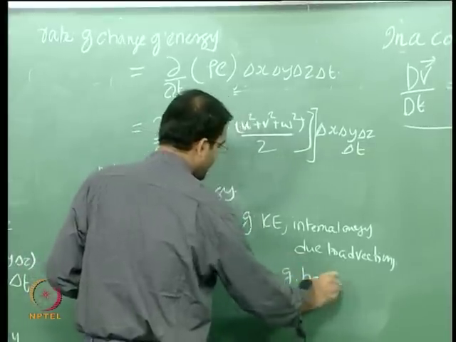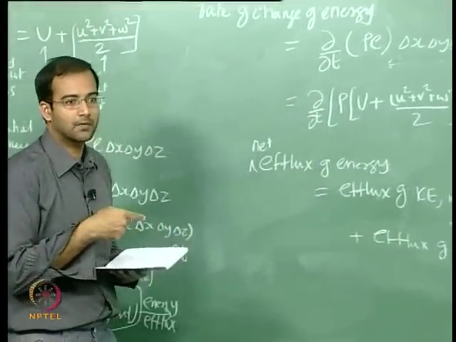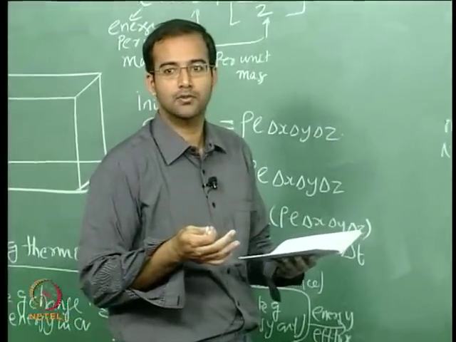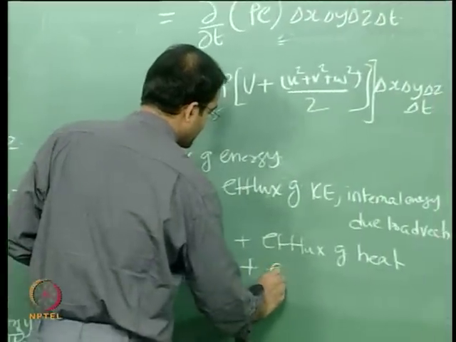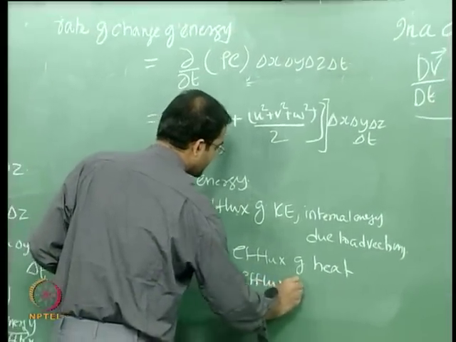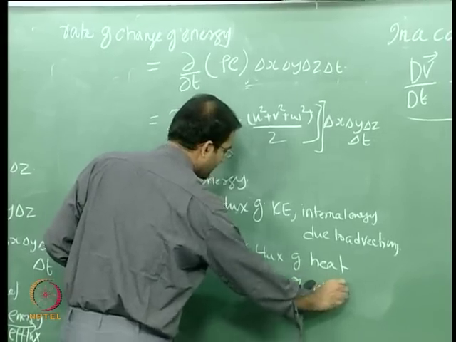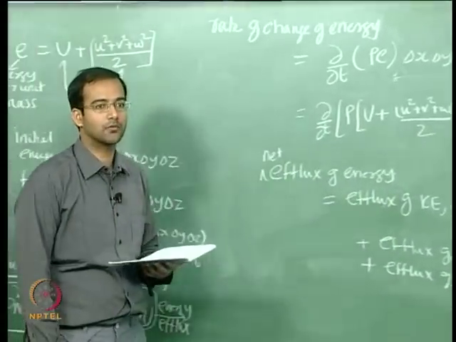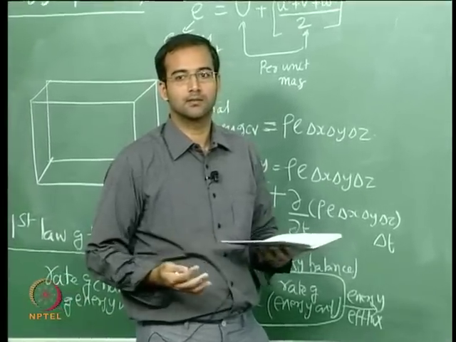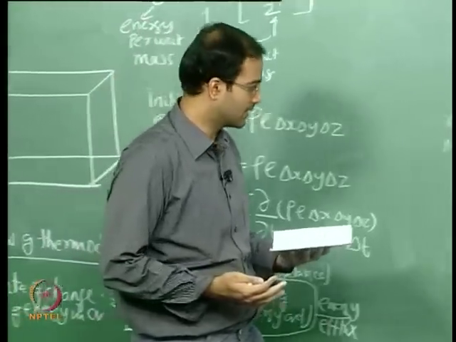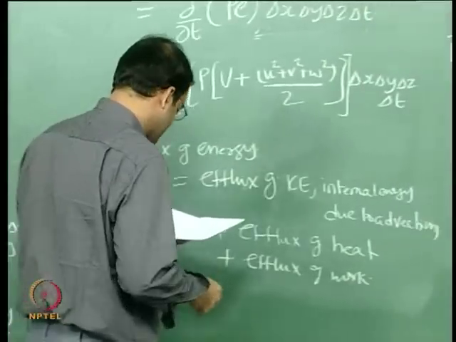Now efflux of heat is not happening due to advection, okay, it is purely a diffusion process or a conduction process, okay. So plus you have efflux of work. How is efflux of work happening? You have forces acting on the boundaries, and so they do some work on the control volume boundaries. Okay, now the contributions of each of these.